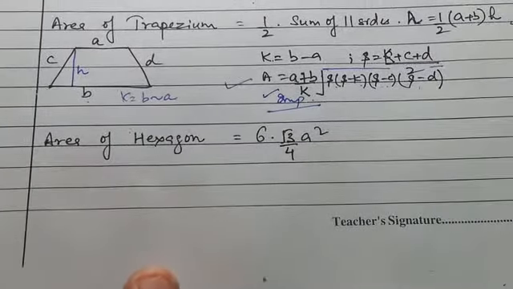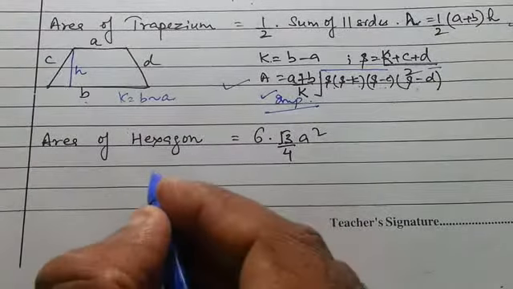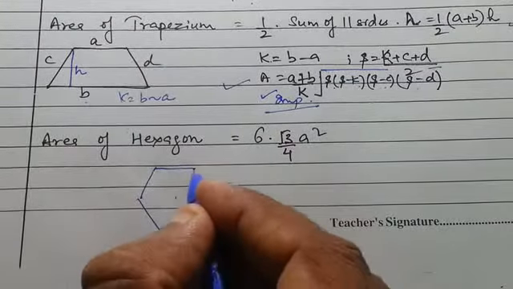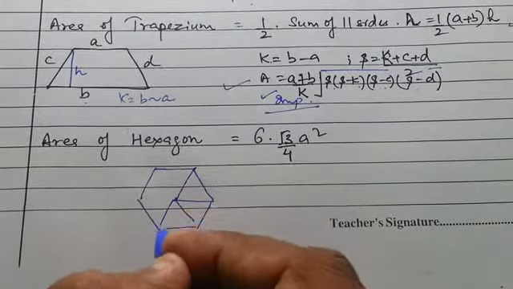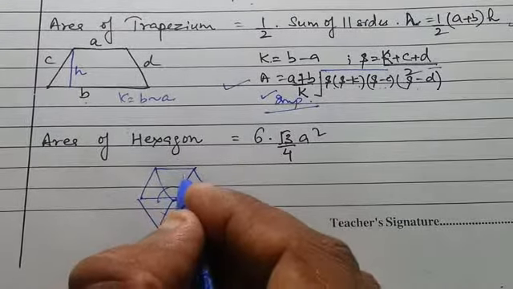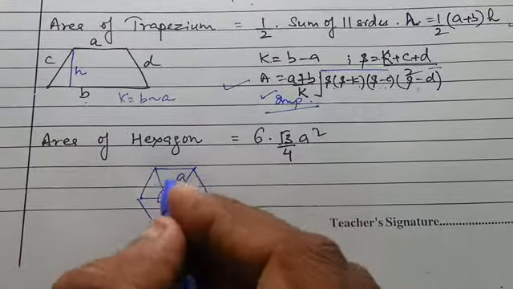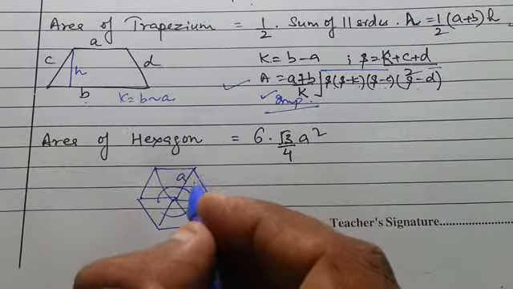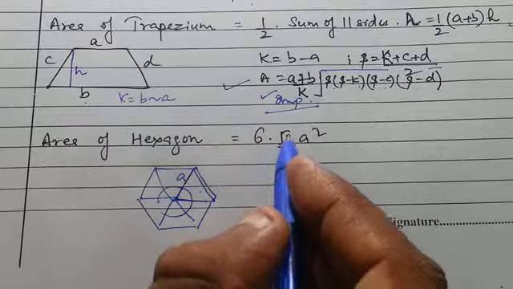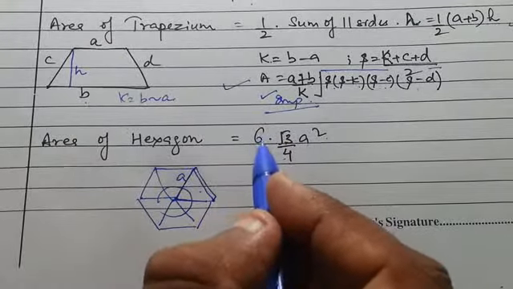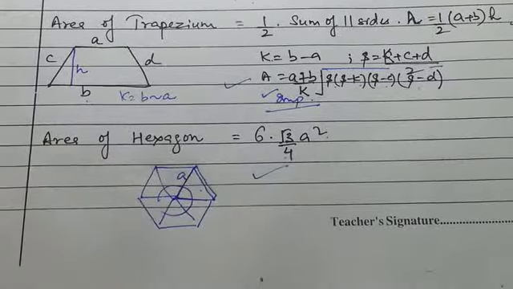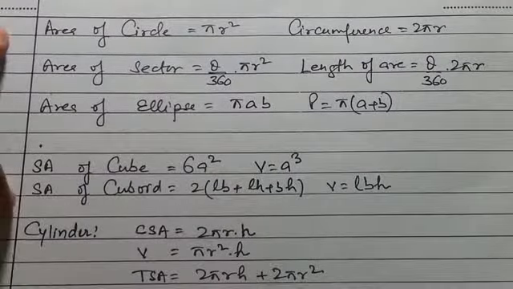Now area of a hexagon. It is very simple. What is a hexagon? It is a regular polygon with six sides. And if I join these like this, I am having 6 equilateral triangles. Let us say the side is A. So the area is equal to 6 times the area of a particular equilateral triangle. I know the area of an equilateral triangle is root 3 upon 4 A square. So 6 into root 3 upon 4 A square. Correct?